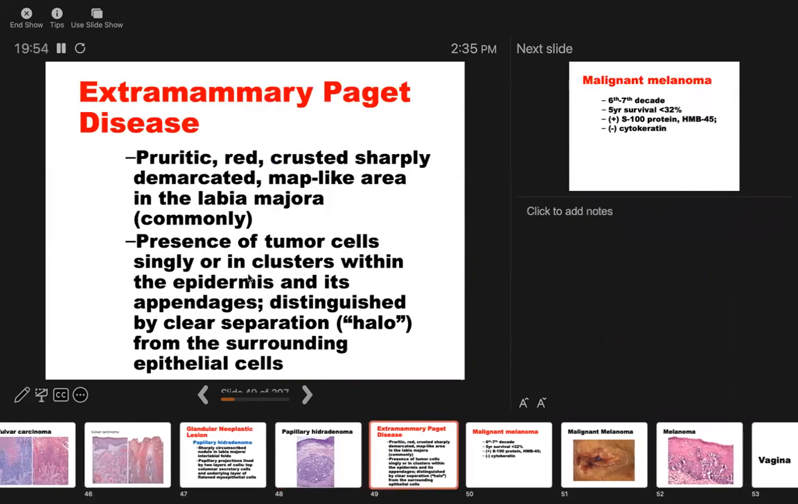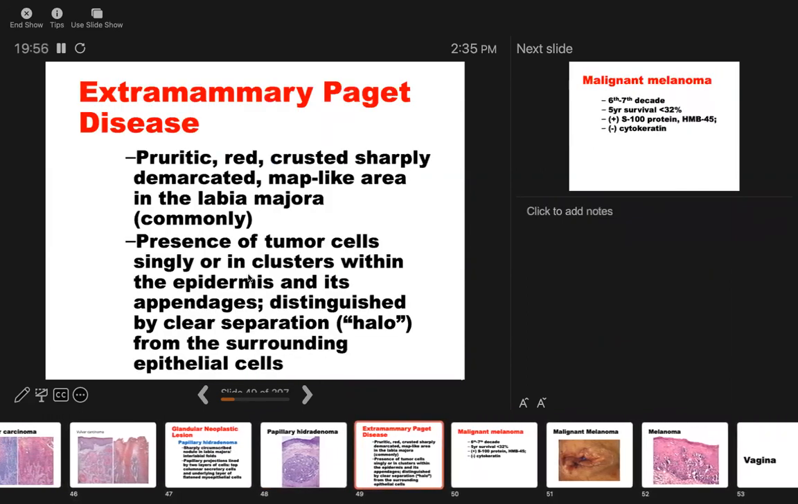Now, there is a disease called Paget's, which is more commonly encountered in the breast, but it may also occur in the vagina, or particularly in the labia majora. They will usually appear as pruritic, red, crusted, sharply demarcated areas.